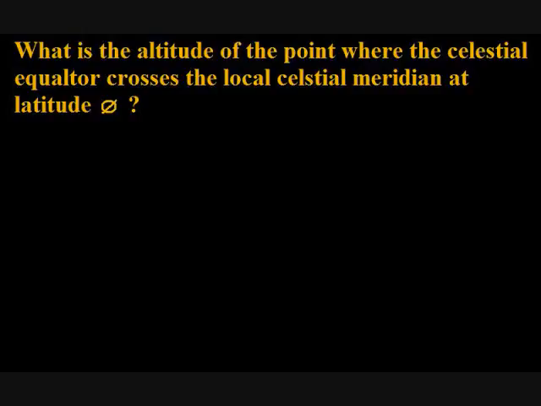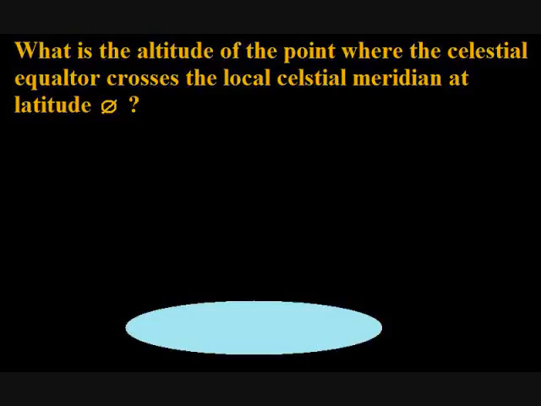What is the altitude of the point where the celestial equator crosses the local celestial meridian at latitude phi? First, draw the horizon as seen by the observer. Then, draw the meridian. Label one side of the meridian north and one side of the meridian south, because remember, the meridian is the line that goes from north to south.